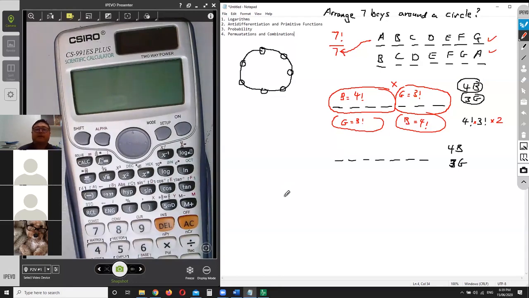Is it? Someone choose. You tell me. There's 7. Is it 4 factorial times 3 factorial times 7 factorial? No, divided by 2? Actually, that doesn't make sense. Never mind. Have a think.